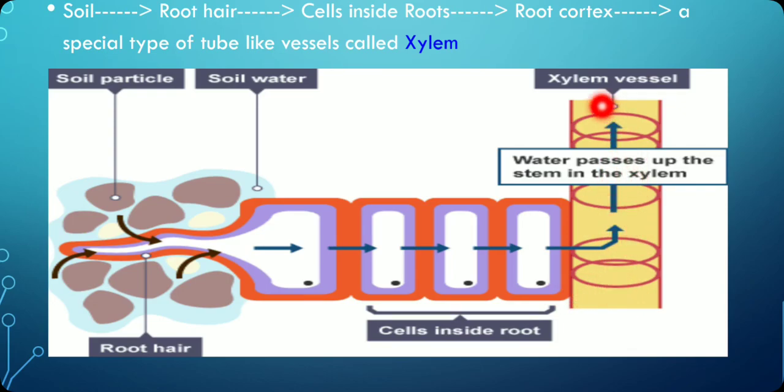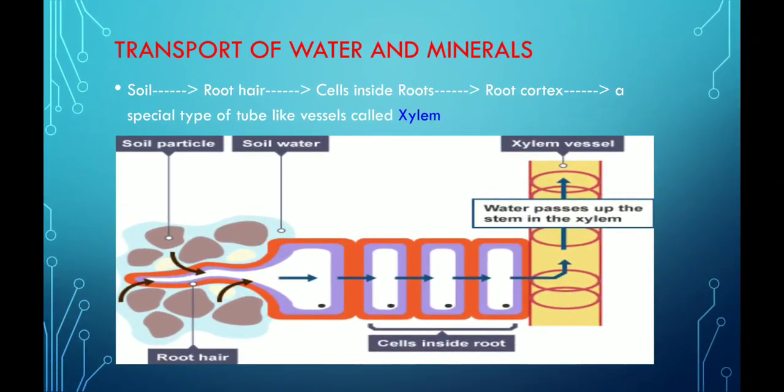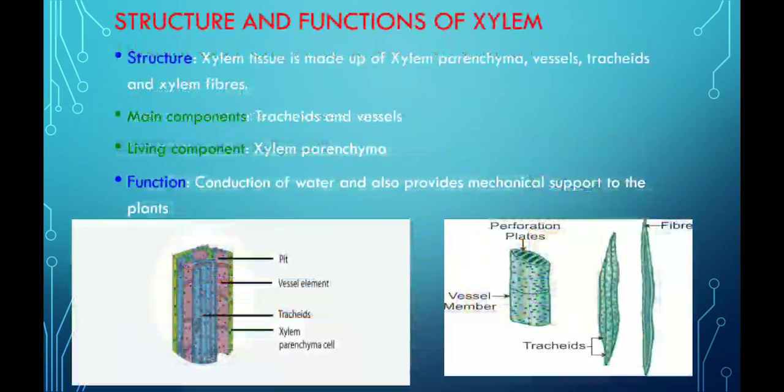So what are xylem vessels? These are special conducting tube-like tissues, and they are called xylem vessels or xylem tissue, which helps to conduct water to the upper part of the plant. Let us see what the structure of xylem is.